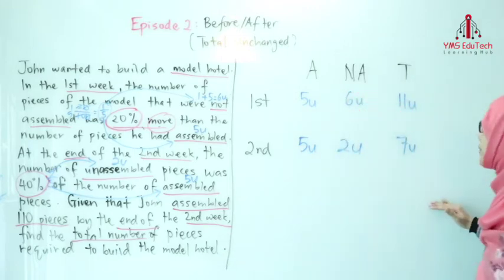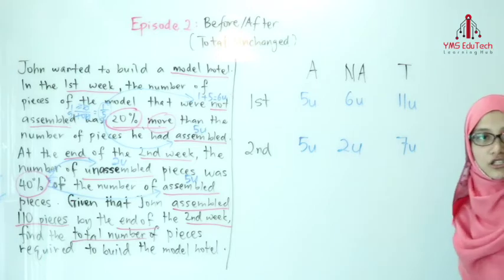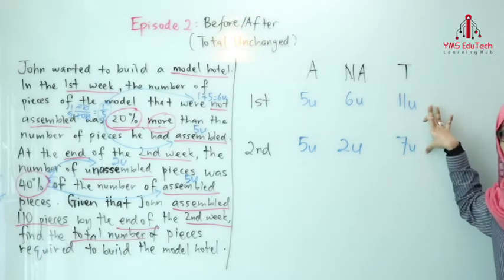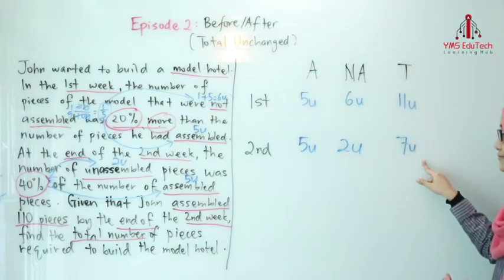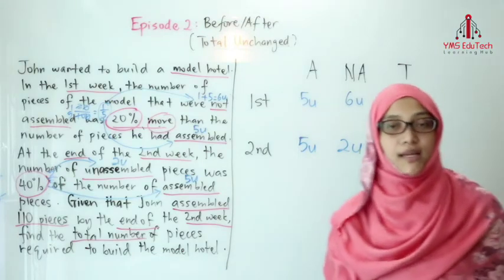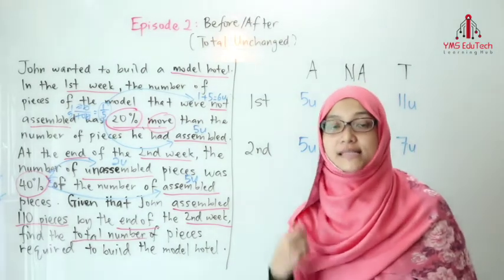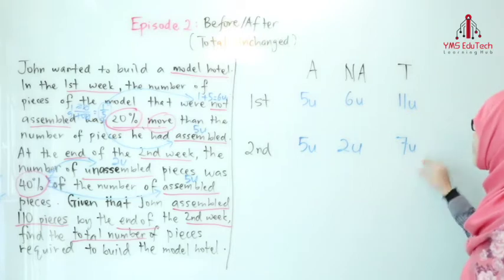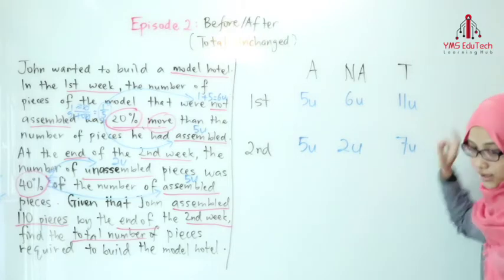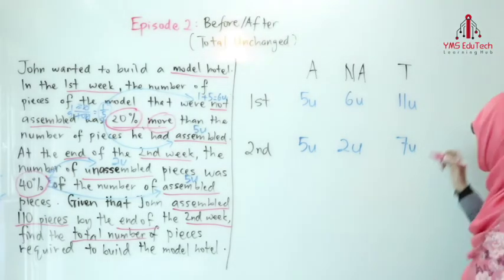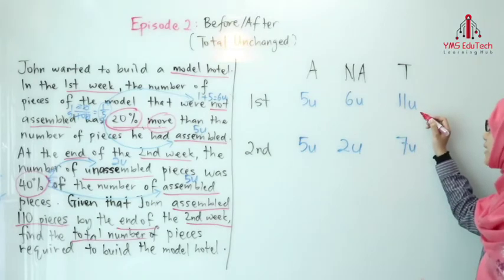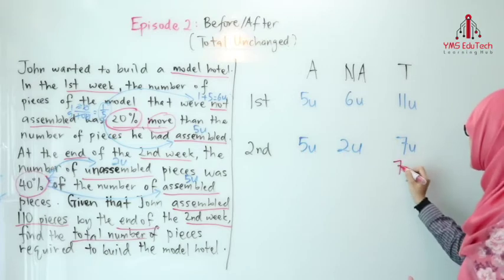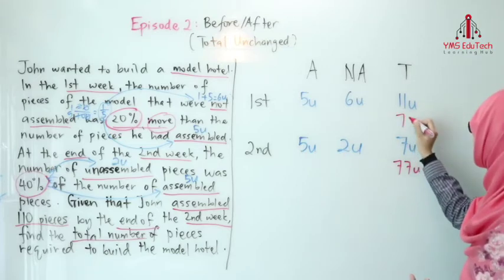However, when you look at your table, if the total does not change, then why is the number of units different for the first week and the second week? You have to make them the same by finding the first common multiple. Okay? So we know that the total will be the same. So the first common multiple of 11 and 7 will be 77 units.